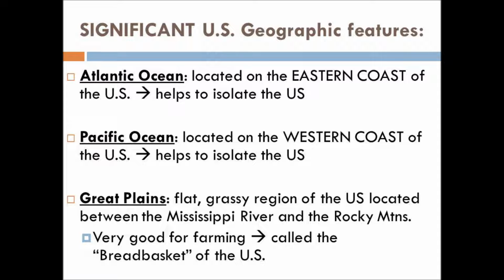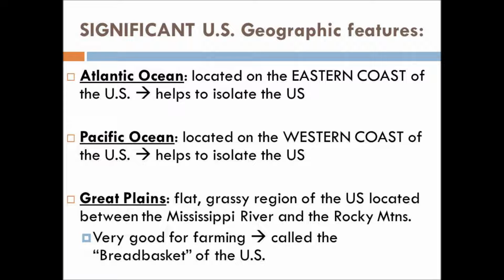If you go over to the Pacific Ocean, where California is, to the west of California is the Pacific Ocean, and on the other side of the Pacific Ocean is Asia. So on the western coast, we are separated by the Pacific Ocean, which separates us from Asia. On the eastern coast, the Atlantic Ocean separates us from Europe.